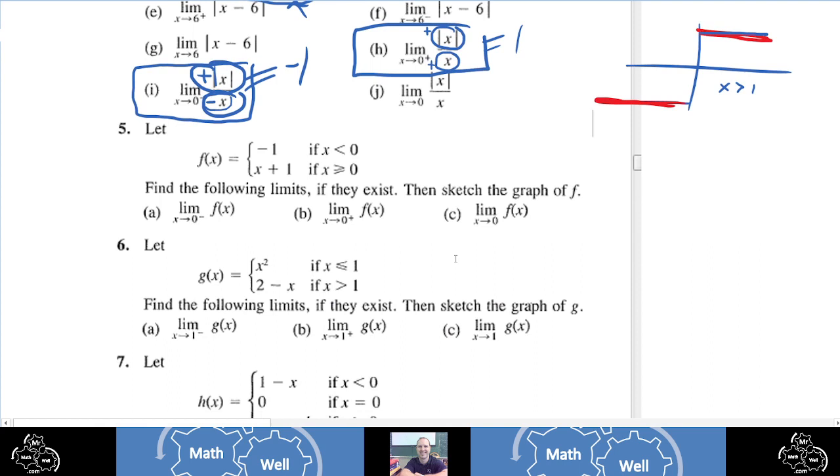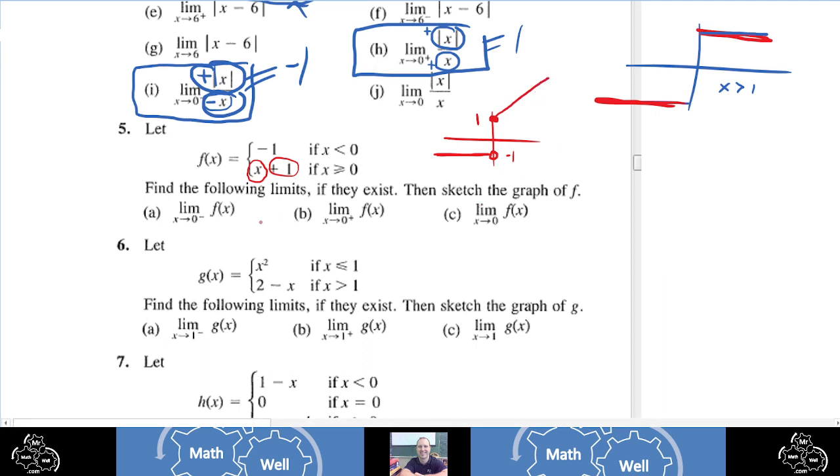Number 5. So we got a piecewise function here. If we sketch this real quick, y equals negative 1 for anything less than 0. Open circle because it's not or equal to. So it's a horizontal line at y equals negative 1. Y equals x plus 1 for anything that's at 0 or greater. So x plus 1, now that's a line with a slope of 1 that goes through positive 1 as an intercept. So here's positive 1 up here, and it's got a slope of 1. So that's what this looks like.